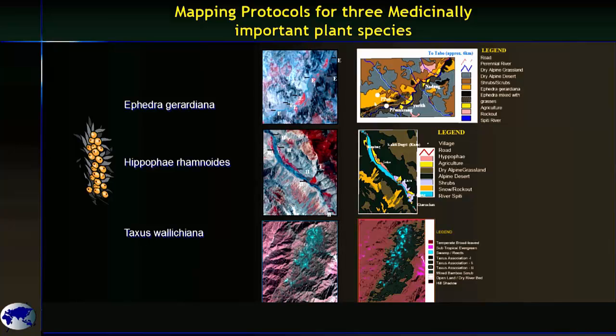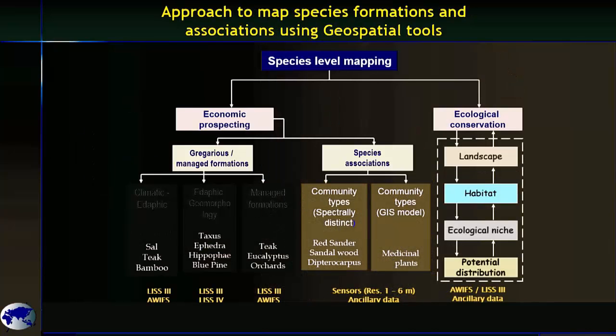Another one was ephedra, which also has medicinal value. So these three plants we could easily identify on a satellite image. If you are working in this area, you can directly make use of the satellite image and map them easily. And if you have a spectral profile, which was mentioned, that is nothing but the profile across different bands. If you are working with hyperspectral data, you will have a specific spectral profile for a particular species, and that profile can help you identify in which area this particular plant could be found. So this is one of the outputs.